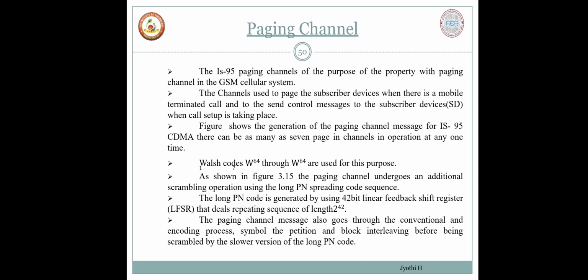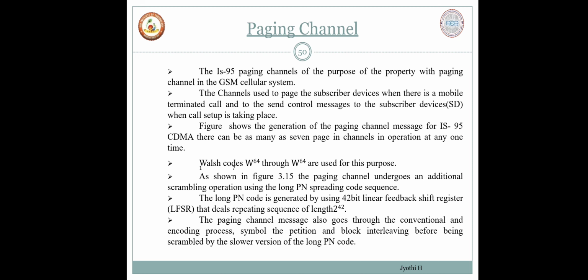The figure shows the generation of paging channel messages for the IS-95 CDMA. There can be as many as 7 paging channels in operation at any one time. Walsh codes 1 through 7 are used for this purpose. The PN sequence is generated using a 42-bit linear feedback shift register, LFSR, which deals with a repeating sequence of length 2 to the power of 42.